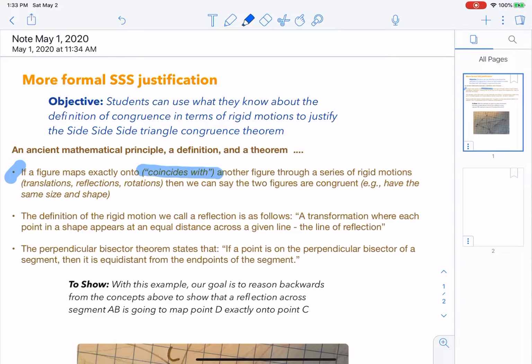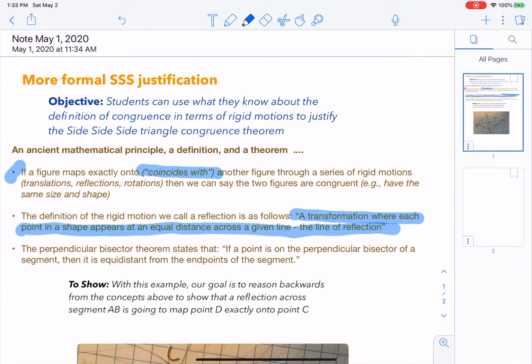We also have a definition. The kind of rigid motion we call a reflection is a transformation where each point in a shape appears at equal distance across a given line, and that's called the line of reflection. So that's a technical definition of what reflection amounts to.